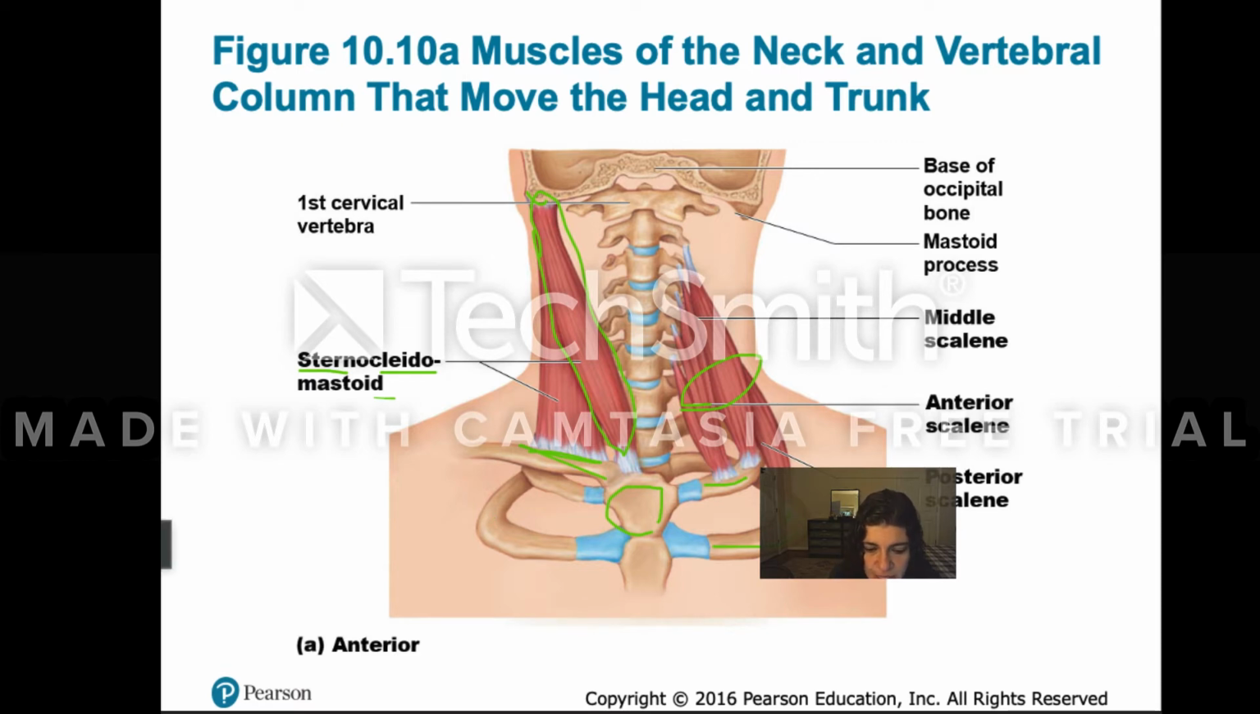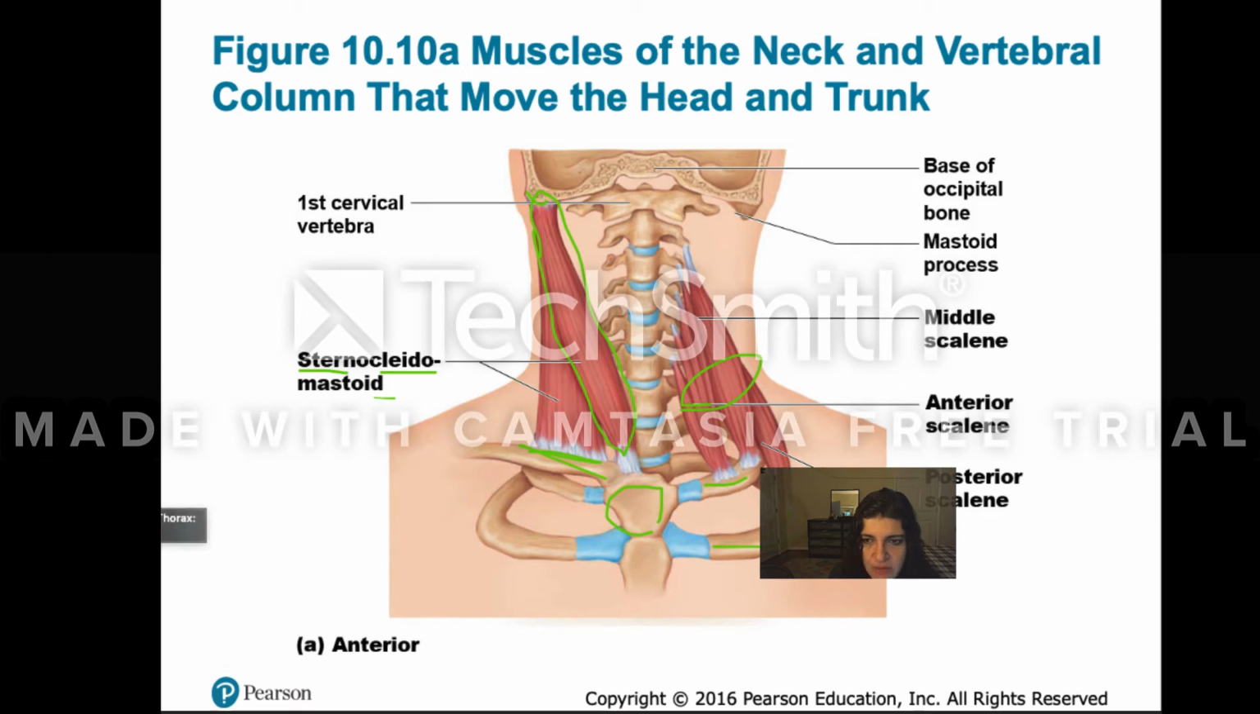There is another muscle that is the sternohyoid that depresses the larynx and the hyoid bone. So it's a muscle involved in swallowing. I did not have a picture of it here, but it has a picture in your book. So make sure you go in your book and you look at the sternohyoid.